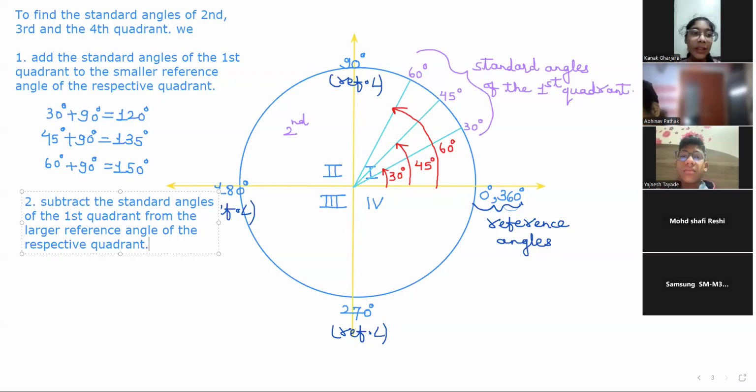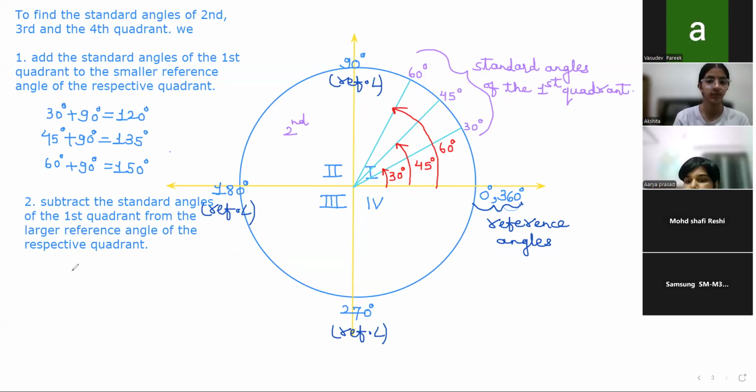ठीक है, so कौन बताएगा मुझे? अभिनव, tell me about this. What to do? Sir, in this, to find the standard angles of other quadrant, we need to subtract the standard angles of the quadrant we know from the larger reference angle of the quadrant. तो सेकंड क्वाड्रेंट के लिए क्या करेंगे बेटा?